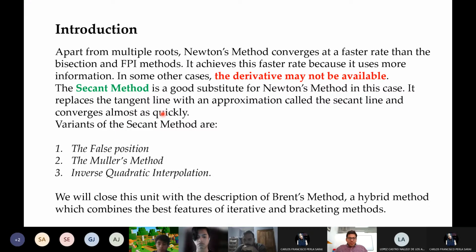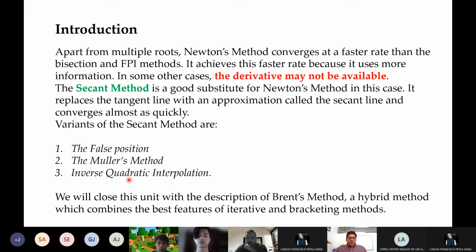That's very important. We also are going to discuss different variations of the Secant method: the false position method, Mueller's method, and inverse quadratic interpolation. So we have three variations of the Secant method, this one plus three different variations.